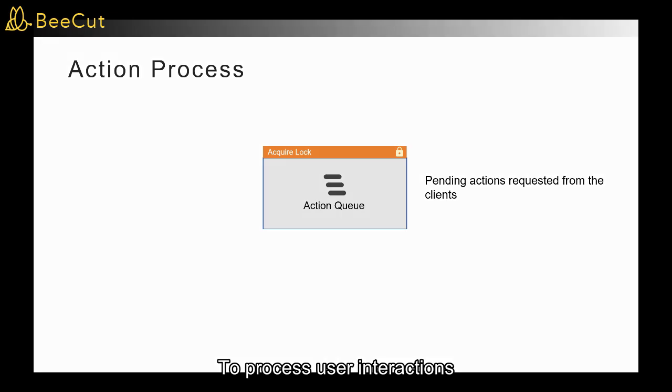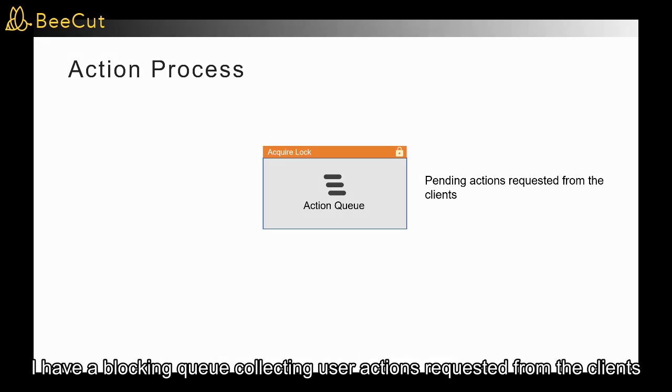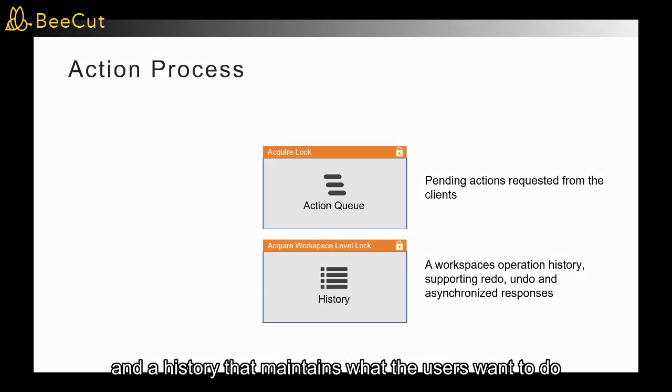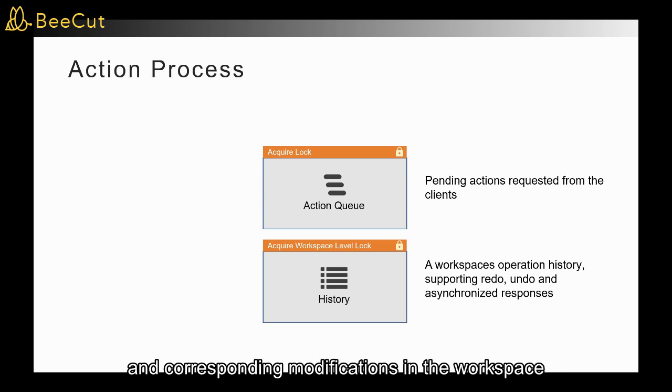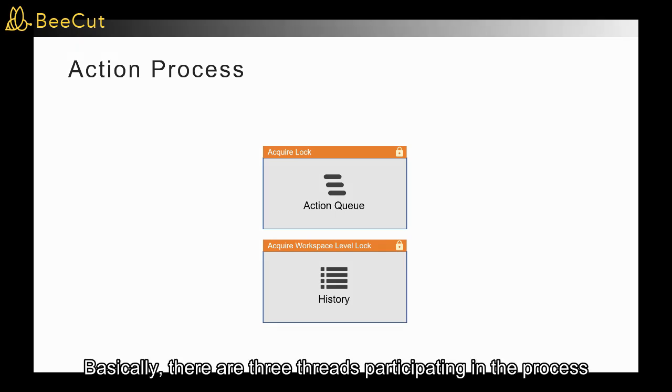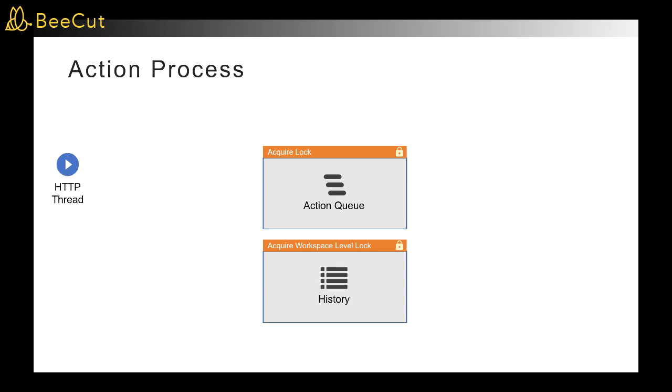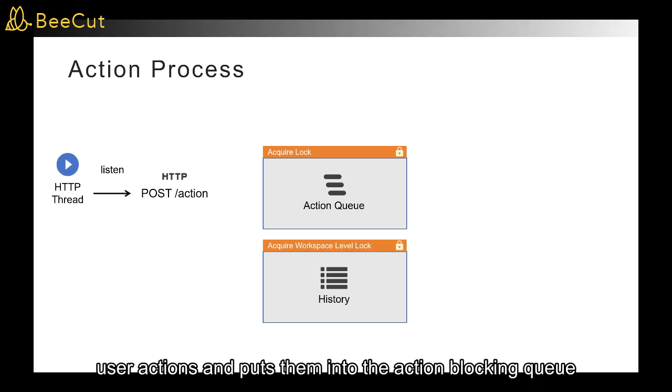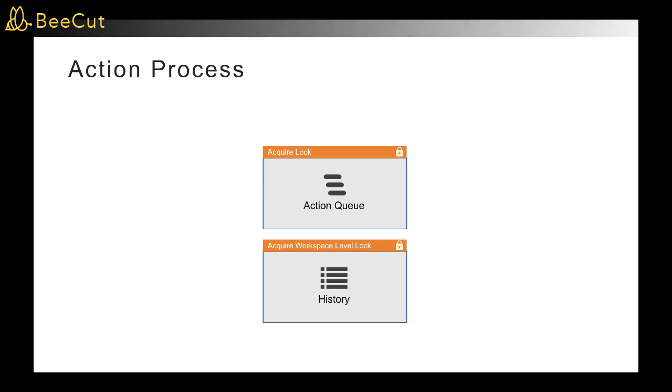To process user interactions, I have a blocking queue collecting user actions requested from the clients, and a history that maintains what the users want to do and corresponding modifications in the workspace. Basically, there are 3 threads that participate in the process. The first one is an HTTP thread that collects user actions and puts them into the action blocking queue.